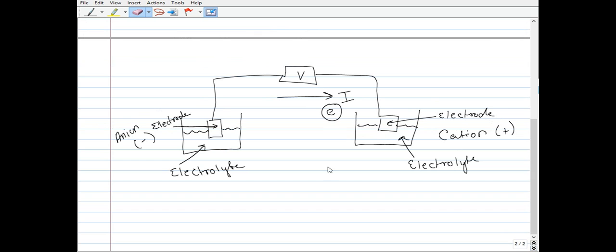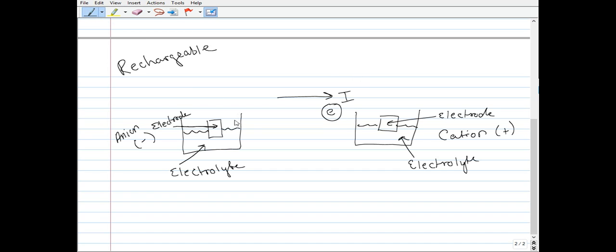In a rechargeable battery, I'll label this rechargeable. I can't spell, I know. What happens is, if I remove this voltmeter here, you can place in its place a battery. And what that battery can do, move that over there, there we go.